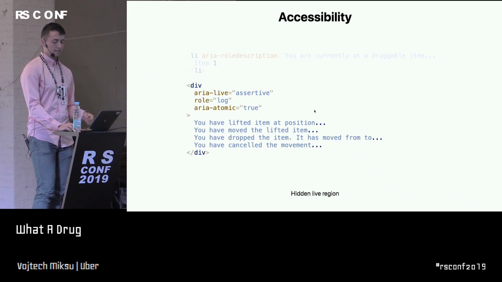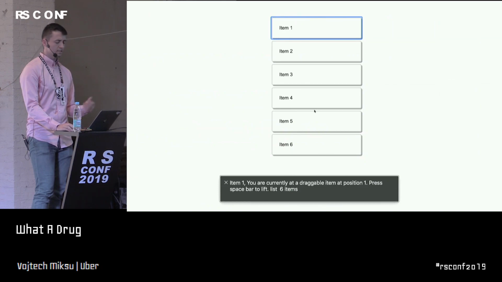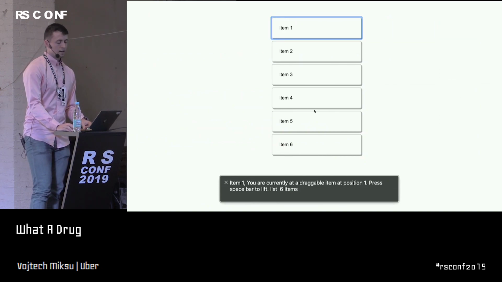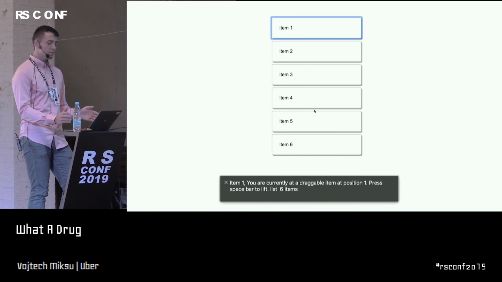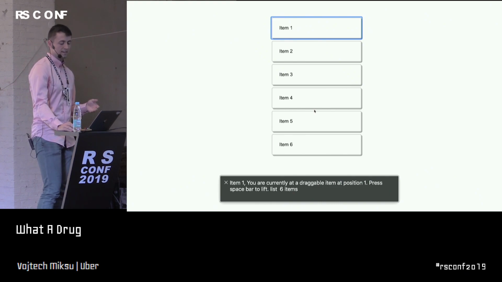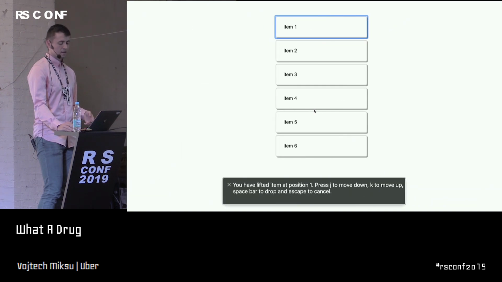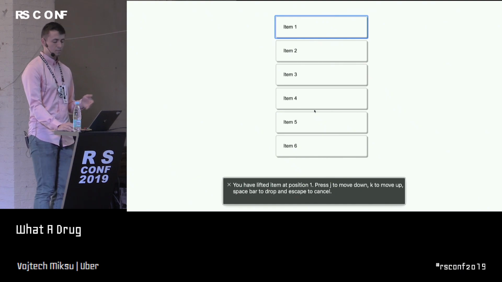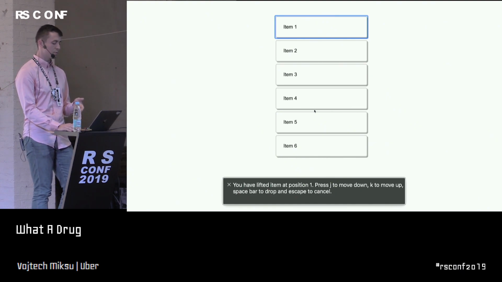So let's take an example of how this works. This is our movable list. We are now using our keyboard. So the first thing we need to do is focus the first element. So we hit tab, and we get this message in our screen reader. You are currently at the draggable item at position 1. Press spacebar to lift, and there are 6 items. So you press the spacebar, and you get the next message. You lifted item at position 1, press J to move down, K to move up, spacebar to drop, or escape to cancel. So now you are technically dragging the item around.